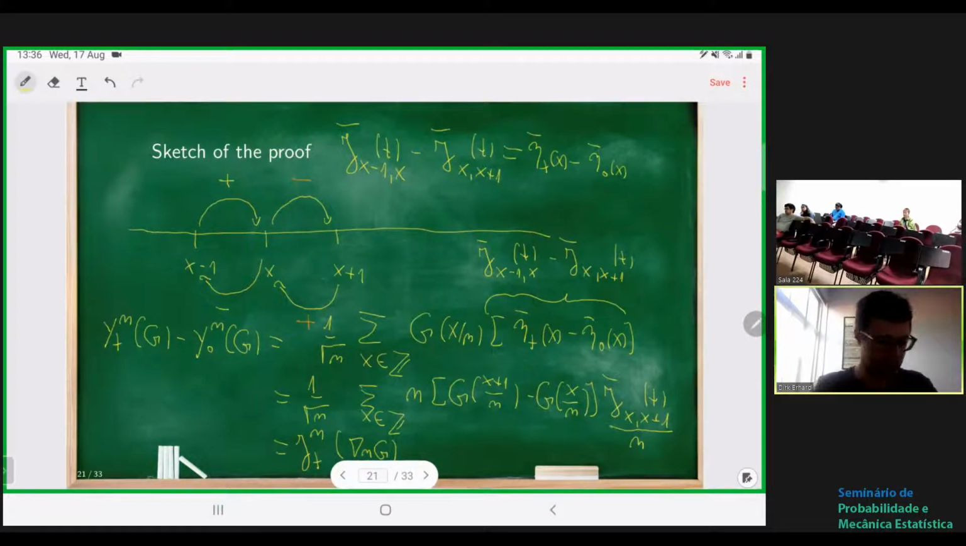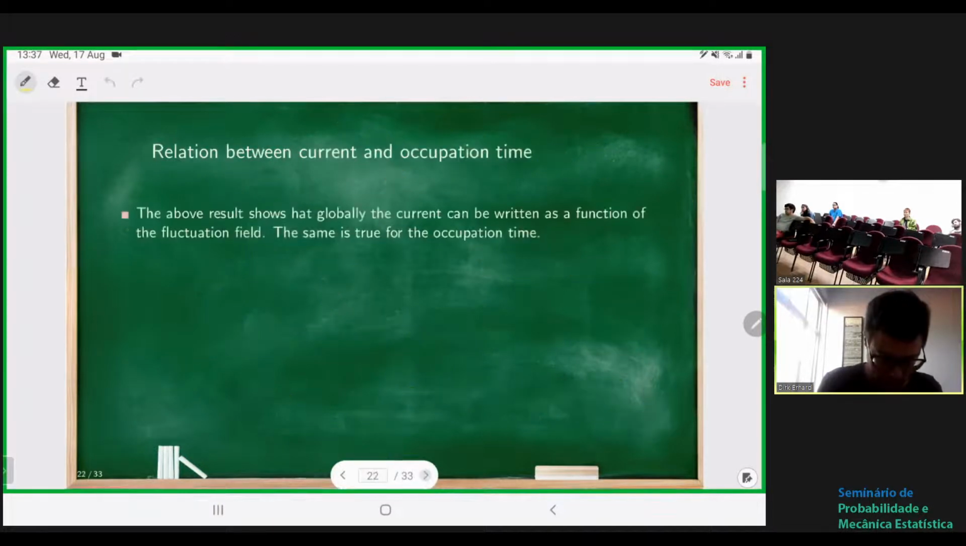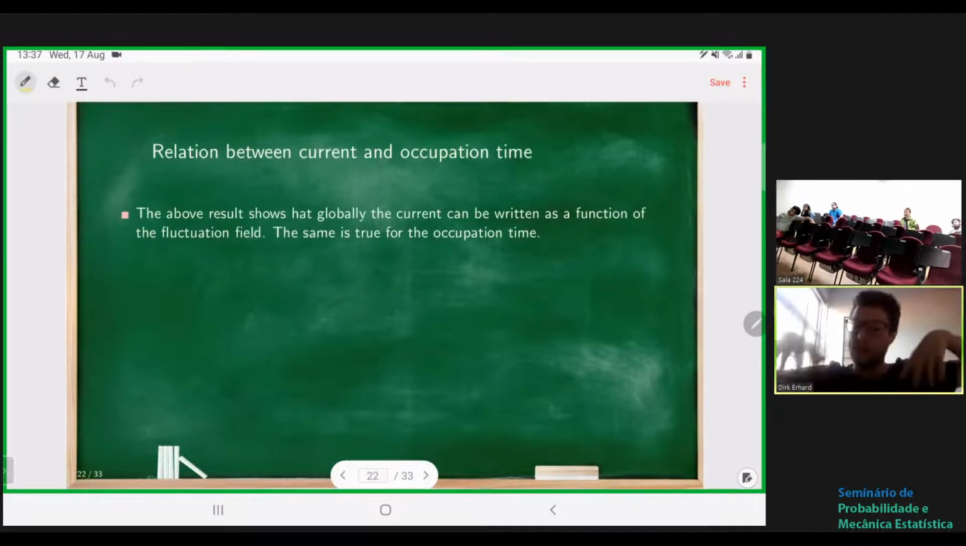Okay. So this is the first result, giving a relation between the fluctuation field and the current field. And again, it essentially shows that globally the current is a function of the fluctuation field. You can also show that globally the occupation time field is a function of the fluctuation field.